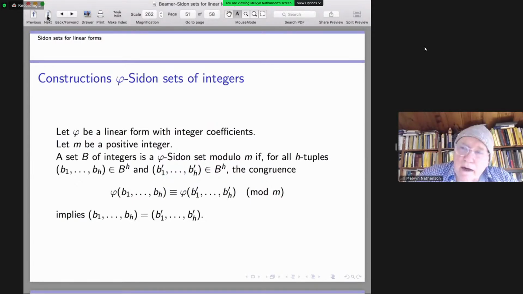Okay. I want to add, I'm almost done actually, but I want to add just two more remarks. One is just an interesting construction of phi Sidon sets in the case of the integers. So if phi is a linear form with integer coefficients and m is a positive integer, we say that a set B of integers is a phi Sidon set modulo m if whenever phi of b_1 up to b_h is congruent modulo m to phi of b_1' up to b_h', then the two h-tuples are the same. The h-tuples are equal.